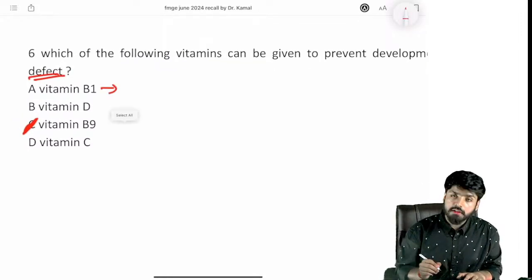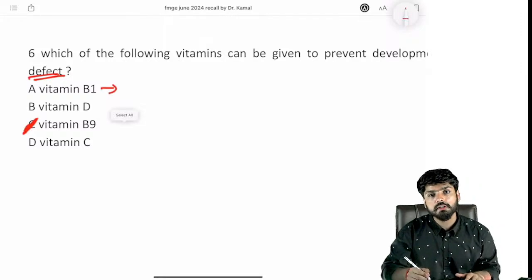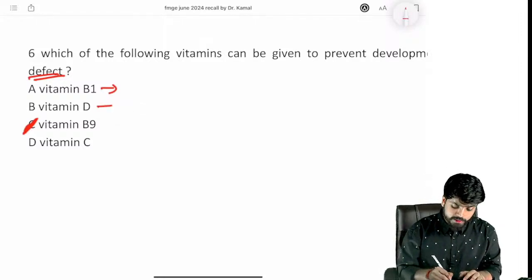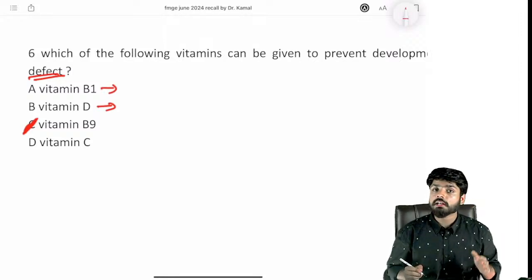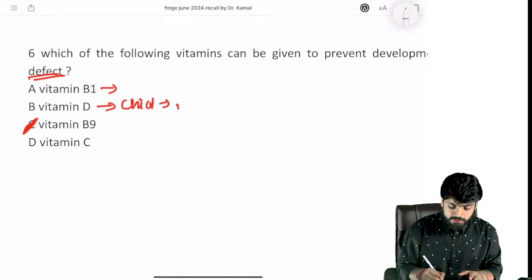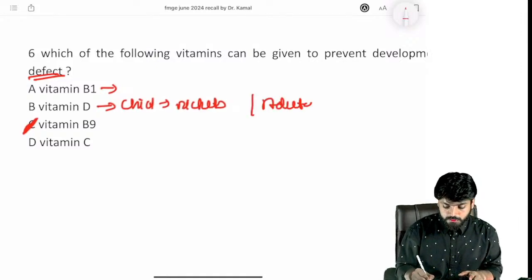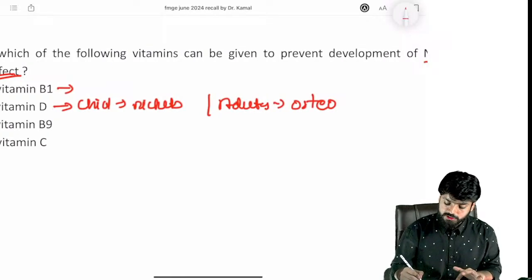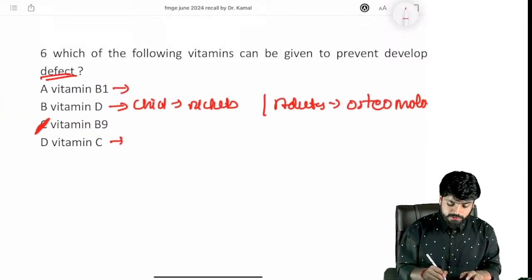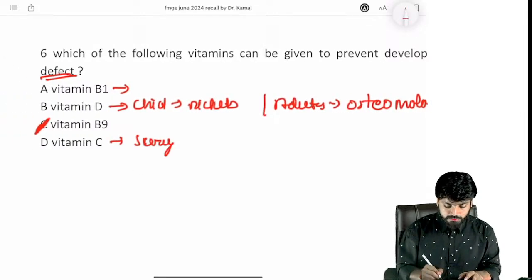Vitamin B1 again that you have to remember, it's thiamine deficiency, Wernicke's or Korsakoff. Vitamin D, if deficiency occurs in child, it's rickets. In child, deficiency called rickets. In adults, it's called osteomalacia. Okay, and vitamin C already discussed, scurvy.